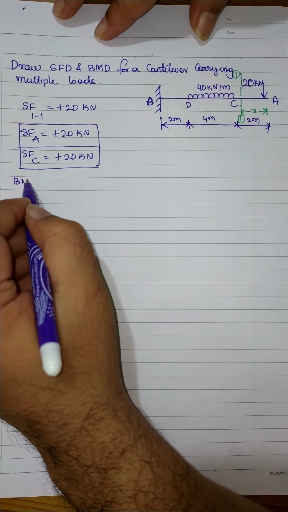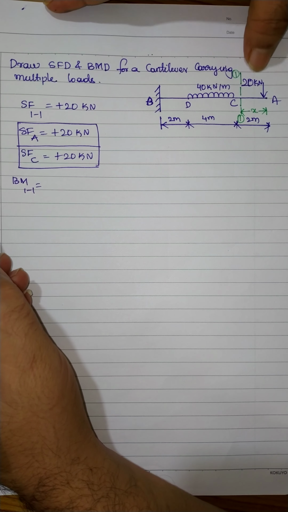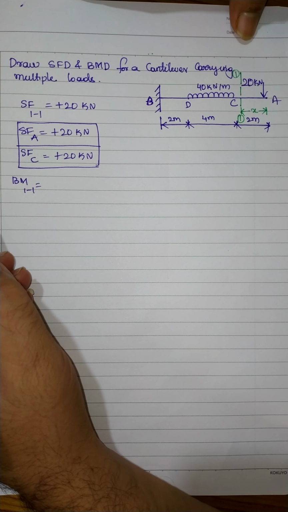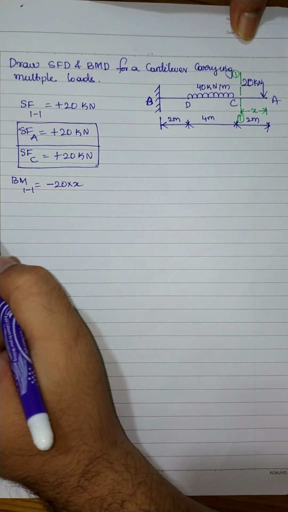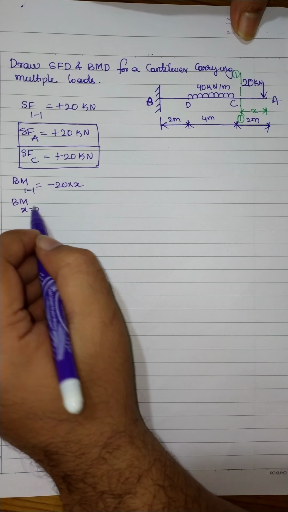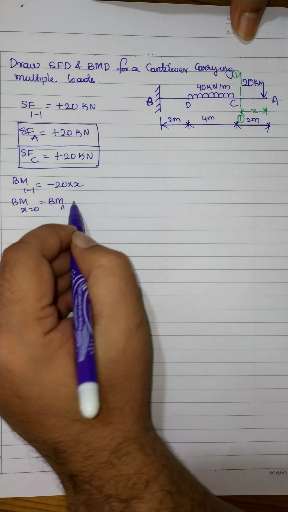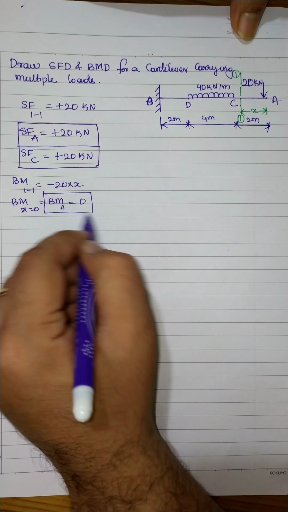Similarly, bending moment at any section 1 and 1. Towards the right side of the section we have only 20 kilonewton which is pushing the beam in the downward direction. It should be taken as negative. Minus 20 multiplied by x. So bending moment at any section is minus 20 x. That means bending moment at point A: substitute x equal to 0, and you will get bending moment at point A equal to 0.